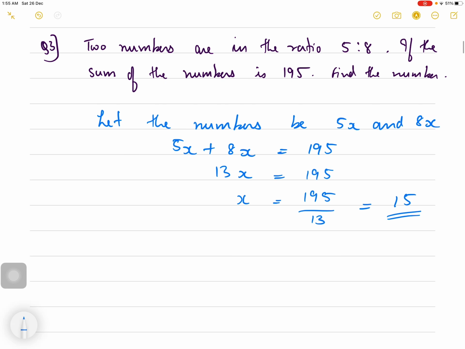So let us find the numbers. The two numbers are 5x and 8x, and x is 15. So 5 into 15 is 75, and 8x is 8 into 15, which is 120. So the numbers are 75 and 120.